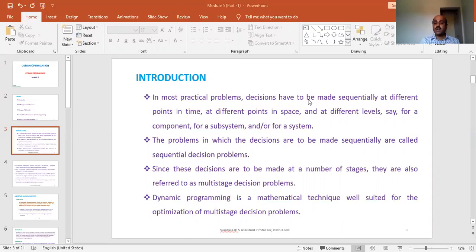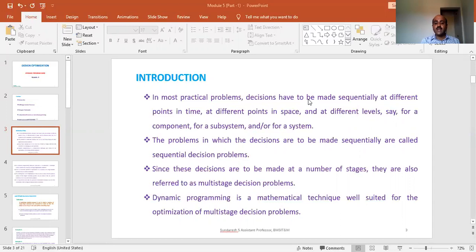Since these decisions are to be made at different stages, they are also referred to as multi-stage decision problems. Whether it is a sequential decision or a multi-stage decision, both are one and the same. Sequential means one after the other we make the decisions, whereas multi-stage means we make the decisions at different stages. Hence it is called a multi-stage decision process or a sequential decision process.